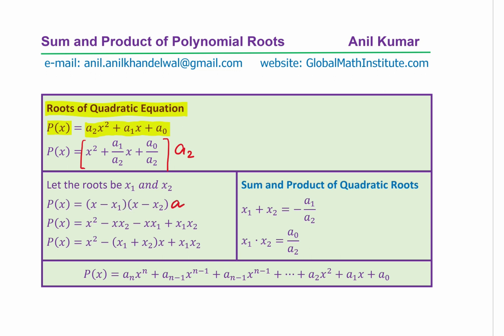Now, we can apply the distributive property, multiplying them with x first. So x times x gives you x squared, then x times minus x2 gives you minus x2 x.